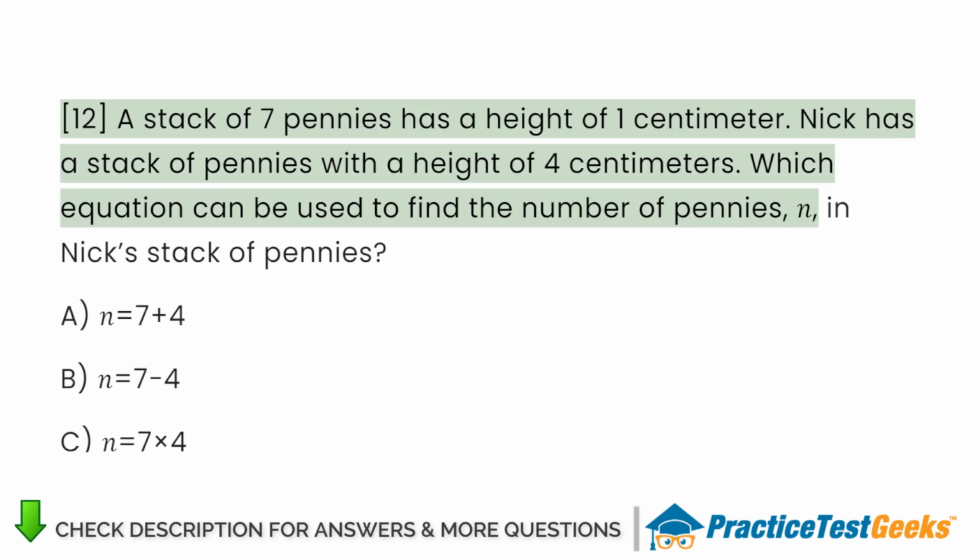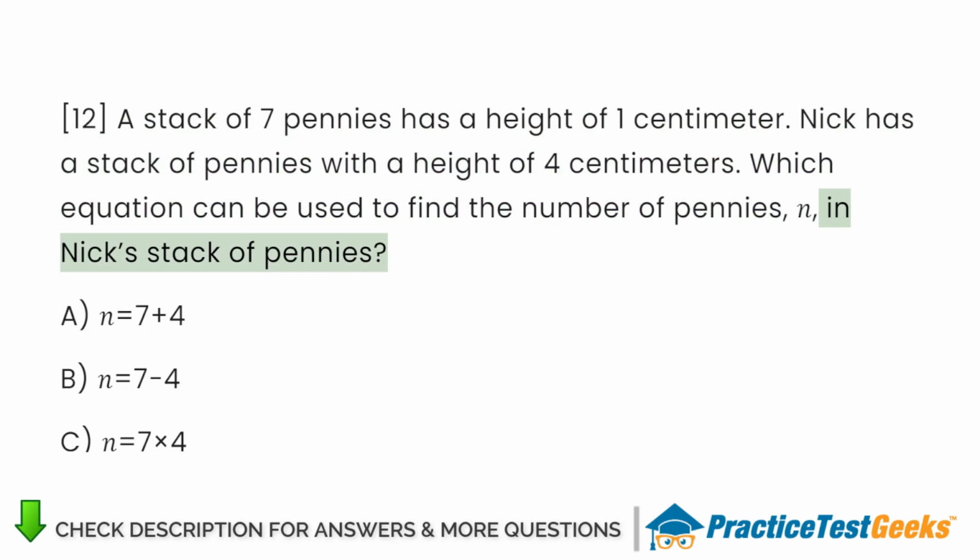A stack of 7 pennies has a height of 1 centimeter. Nick has a stack of pennies with a height of 4 centimeters. Which equation can be used to find the number of pennies in Nick's stack of pennies? A equals 7 plus 4. B equals 74. C equals 74.